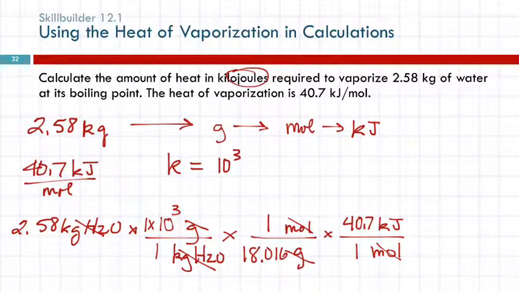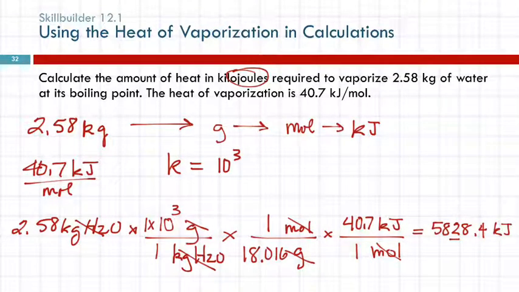So 2.58 times 1 EE3 divided by 18.016. Oh, I missed the 1. Times 40.7. So my calculator is showing me a bunch of numbers like it often does. When I look at this problem, this has 3 significant figures. So my answer is going to have 3 significant figures. I'm going to write down 2 extras just to avoid rounding errors. So the 8 is in the 1's place. The 2 is in the 10's place.